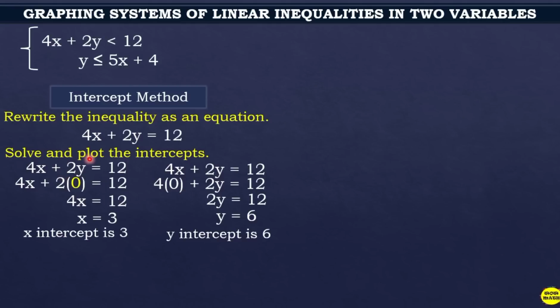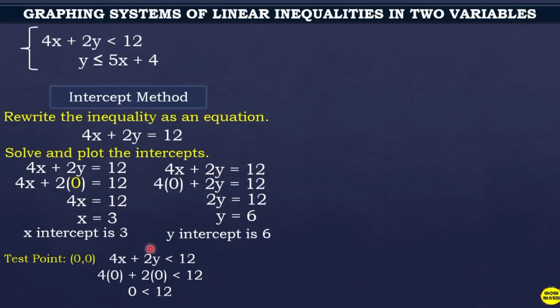Okay, so solve and plot the intercepts. Kunin mo yung intercepts pareho. And then, ano nga yung susunod doon? Kuha ka ng test point. So, ang lagi mong gagamitin na test point ay 0, 0. Okay? Now, copy your inequality. 4x plus 2y is less than 12.